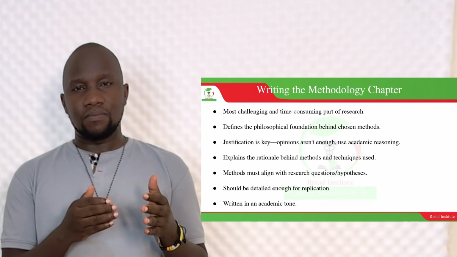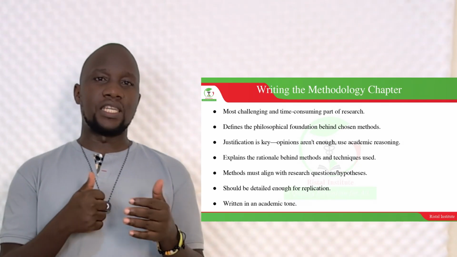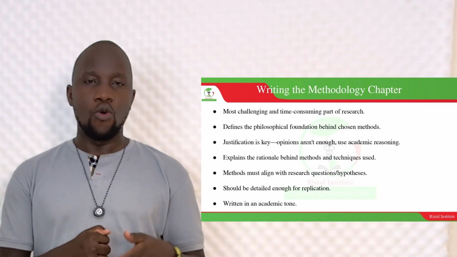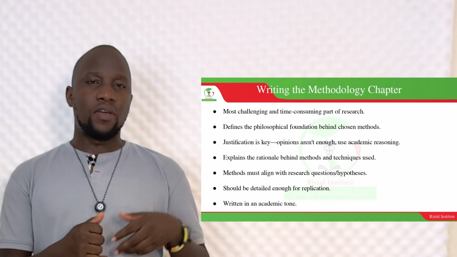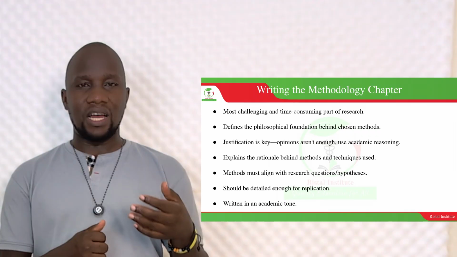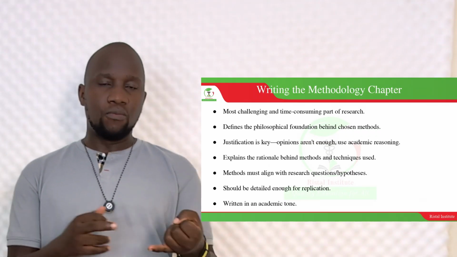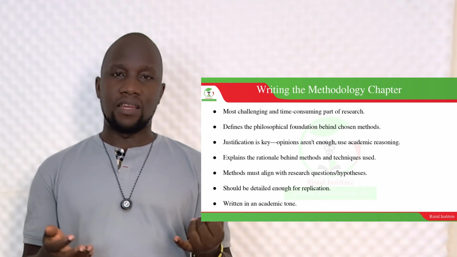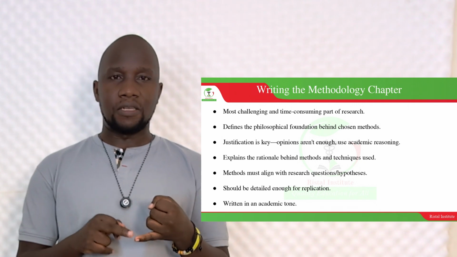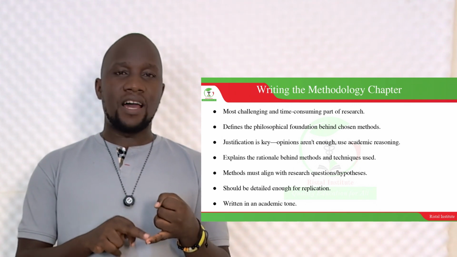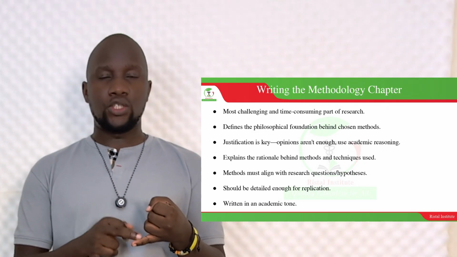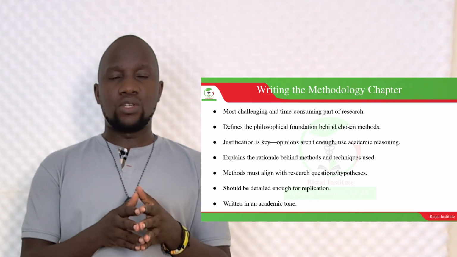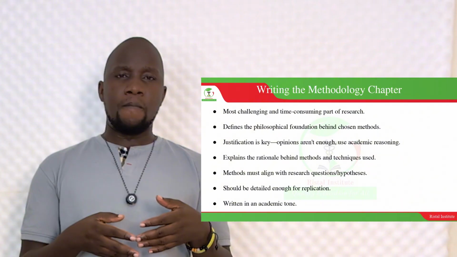Okay, and then the third point, which is that justification is key. If you're saying that this research is going to be qualitative research, why is it qualitative? If you're going to use a questionnaire, why are you choosing a questionnaire? For example, there are things where a questionnaire can apply. You can have, for example, a checklist. Why are you choosing a checklist over a questionnaire? Or why are you choosing a questionnaire over a checklist? Okay. Why are you not using, for example, an interview guide over other methods?